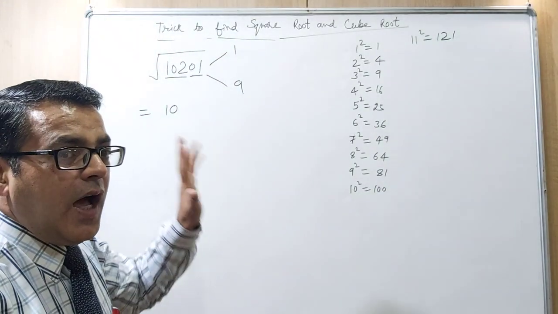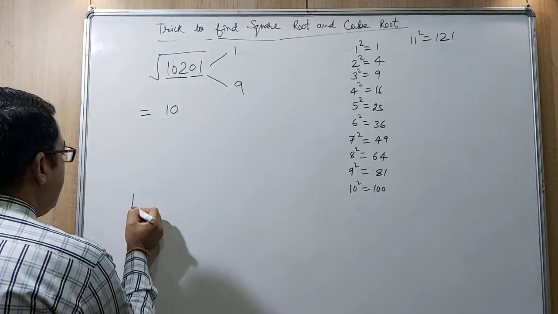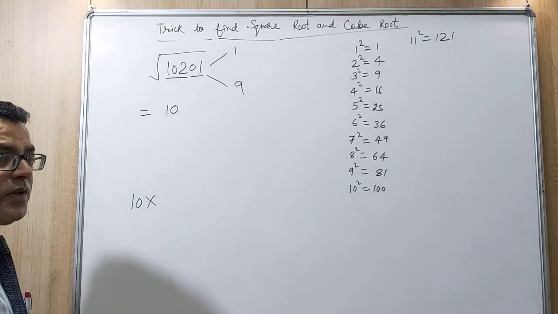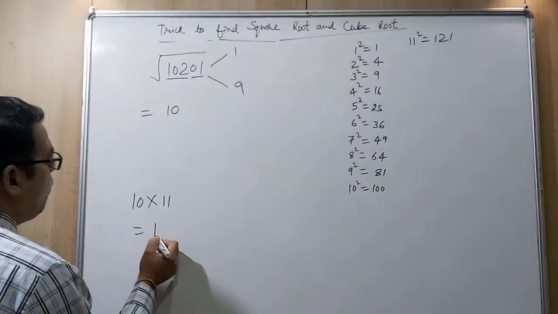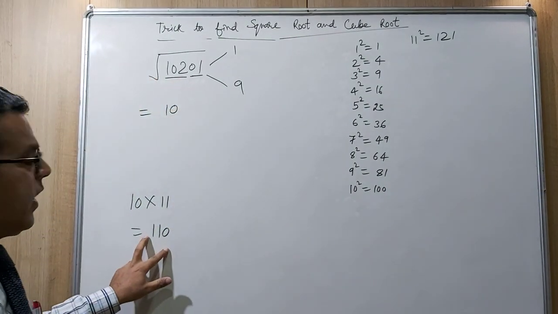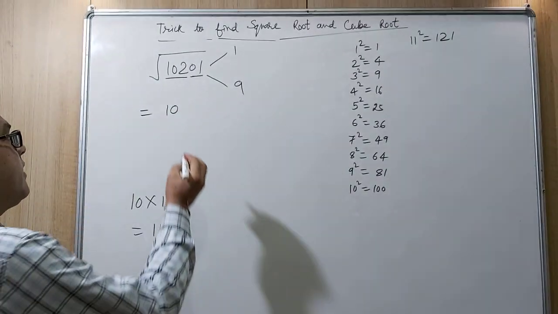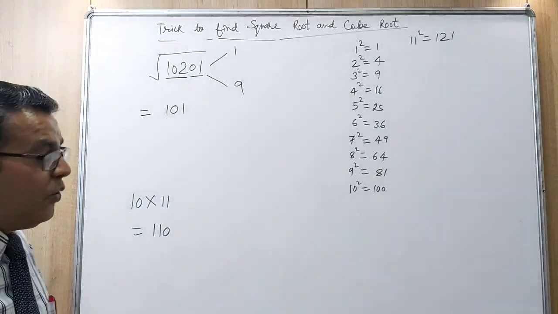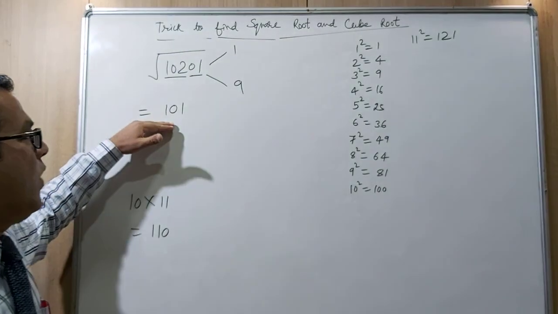Now the last digit, 1 or 9, we need to decide it. How can we decide? Same formula: 10 into the successor of this 10, that is 11. So 110. Now compare 102 with 110. This is less, of course. So we need to take the lesser value, 1. So the square root of 10,201 is 101. You can easily find it.